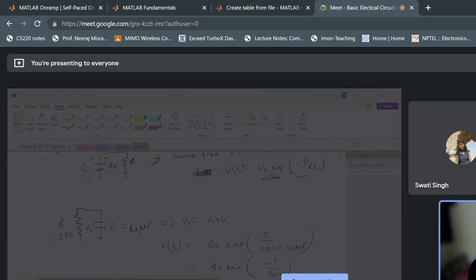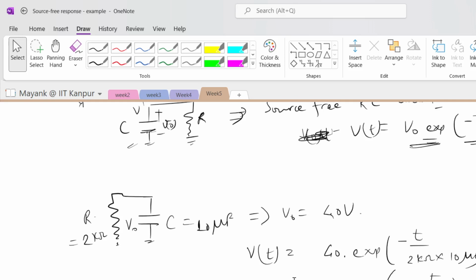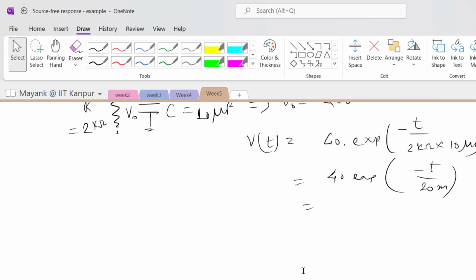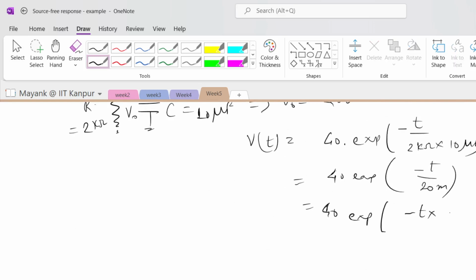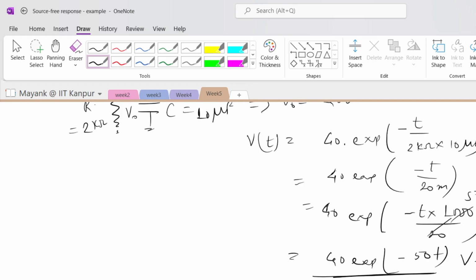Yeah. So now, what is 1 by 20 milli? So it can be simplified and written in this manner. This is 40 exponential minus t into 1000 divided by 20, and this becomes 50, right? So it is 40 exponential minus 50 t volts, for t greater than 0.